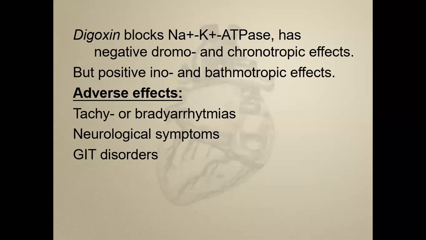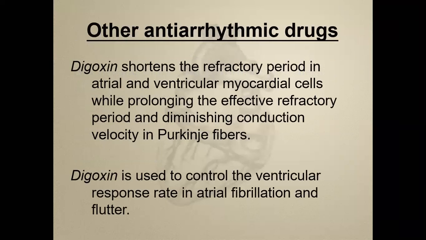Another indication for digoxin, for cardiac glycosides, is heart failure. Digoxin is often used to treat congestive heart failure, but sometimes used to treat acute heart failure. These drugs shorten the refractory period in the atrial and ventricular myocardial cells, while prolonging the effective refractory period and diminishing conduction velocity in Purkinje fibers.